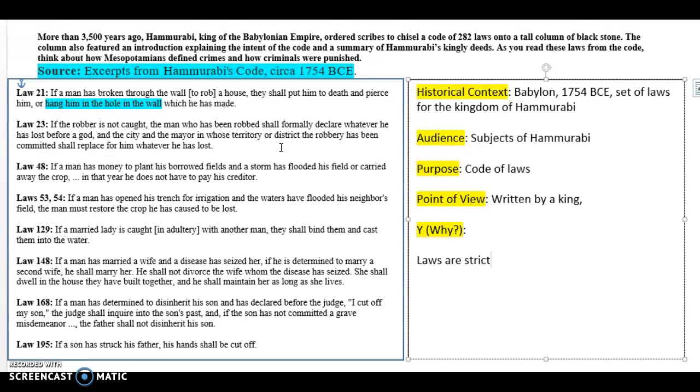So if the robber is not caught, and I'm guessing this relates to the previous law where the man broke through the wall, the man who has been robbed shall formally declare whatever he has lost before God. Huh, that's different. That's not something that you would see in a law nowadays. And the city and the mayor in whose district or territory the robbery has been committed shall replace whatever he has lost. Okay, so it sounds like they're trying to be fair and they're trying to protect the people.